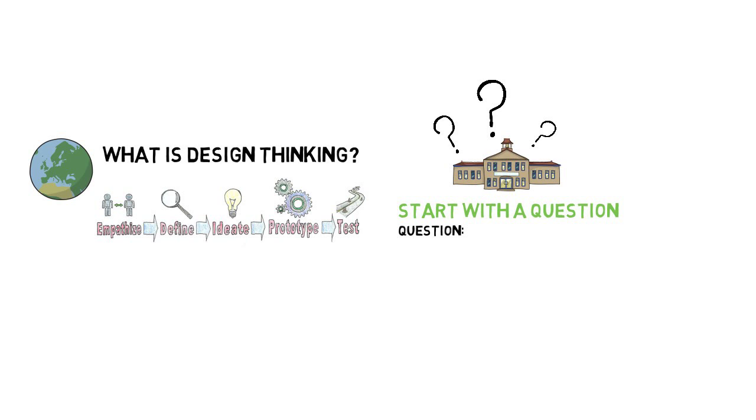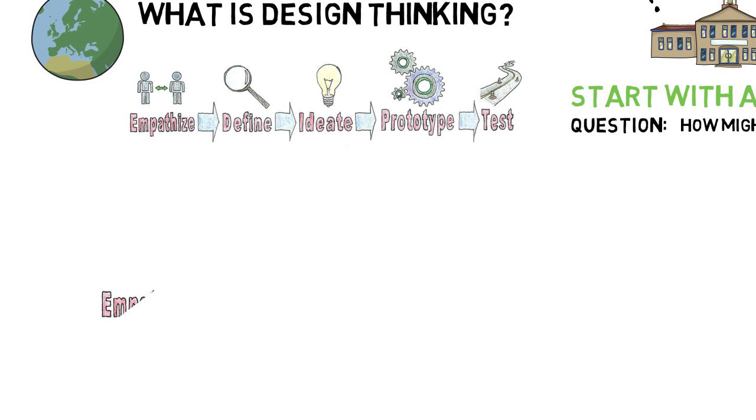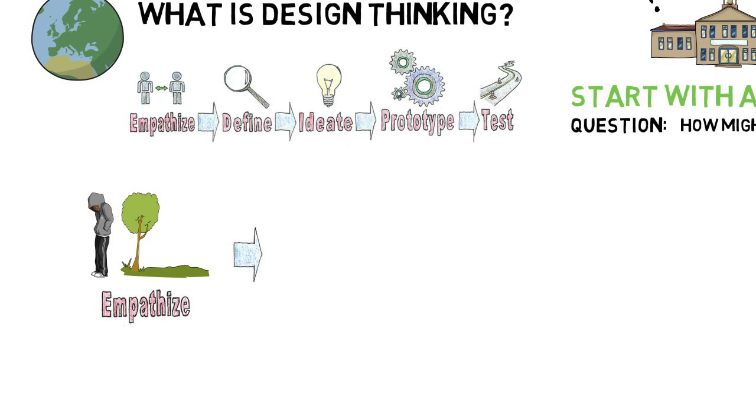Here's an example of how it works. Our question is, how might we boost moods in our school? We begin with empathy, so we can better understand how the people affected by our design challenge feel, which will help us relate to their needs. From empathizing, we may find out that students feel gloomy being inside all day, and that they feel better and more energetic when they can go outside.